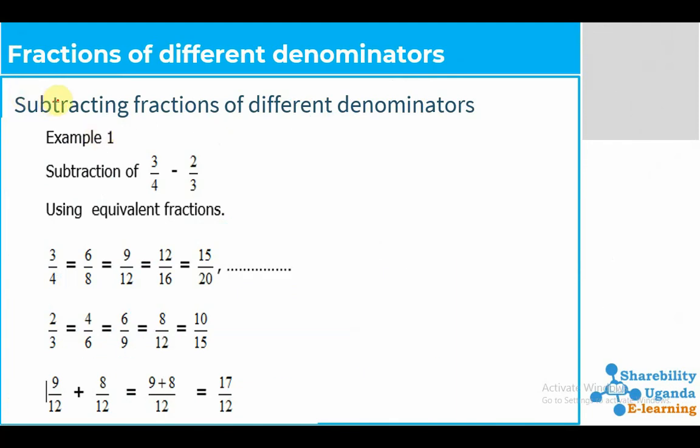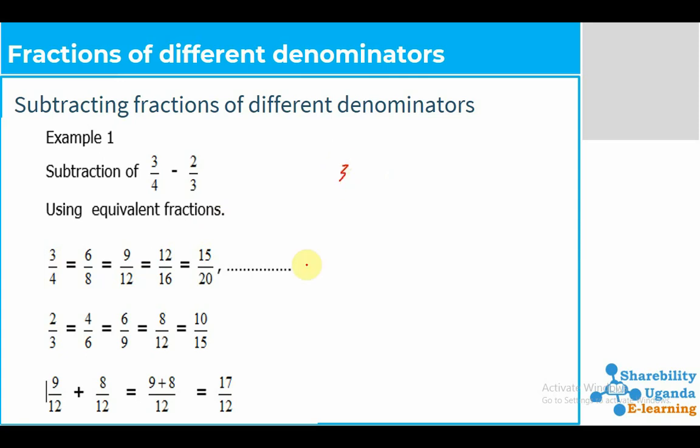Here we shall now be looking at subtracting fractions of different denominators. With the example given, we have 3 out of 4 and 2 out of 3. So we shall also start with the method of equivalent fractions. Getting an equivalent fraction of this is the same as getting any number, you can choose a 2.